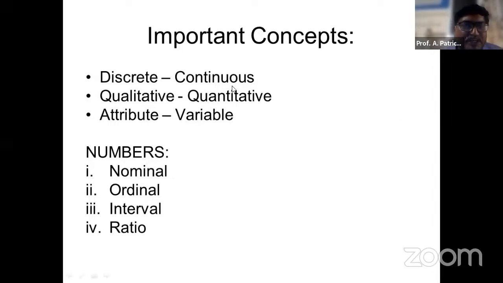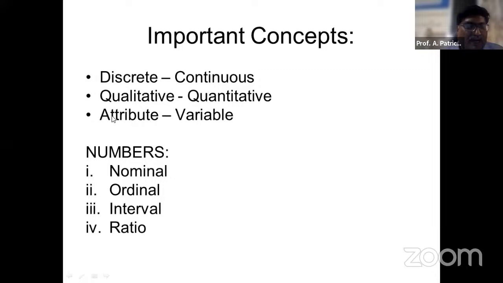Things which can be represented in numbers are quantitative. Things which can't be represented in numbers are called qualitative. When you can measure and express things in numbers, we call it variable. When you can say presence or absence, he's a good person, bad person, fair person, dark person, you don't have a scale to measure it. So we use a word called attribute.